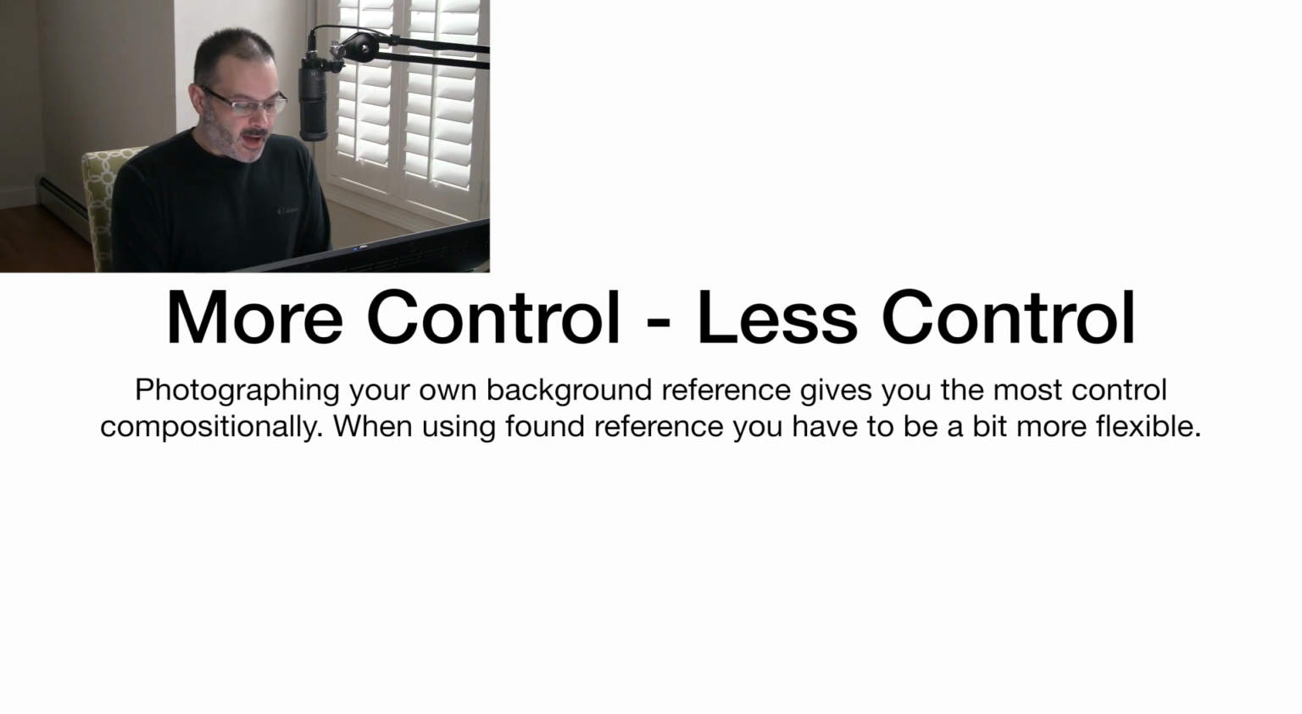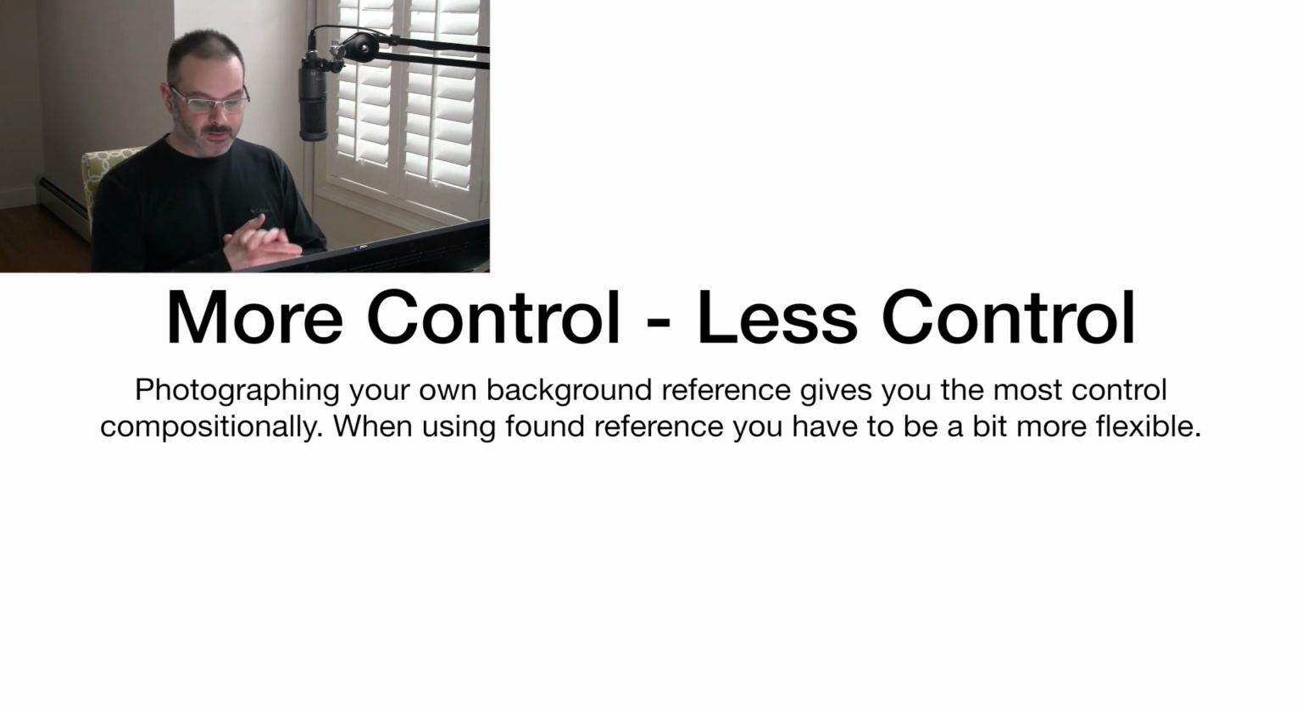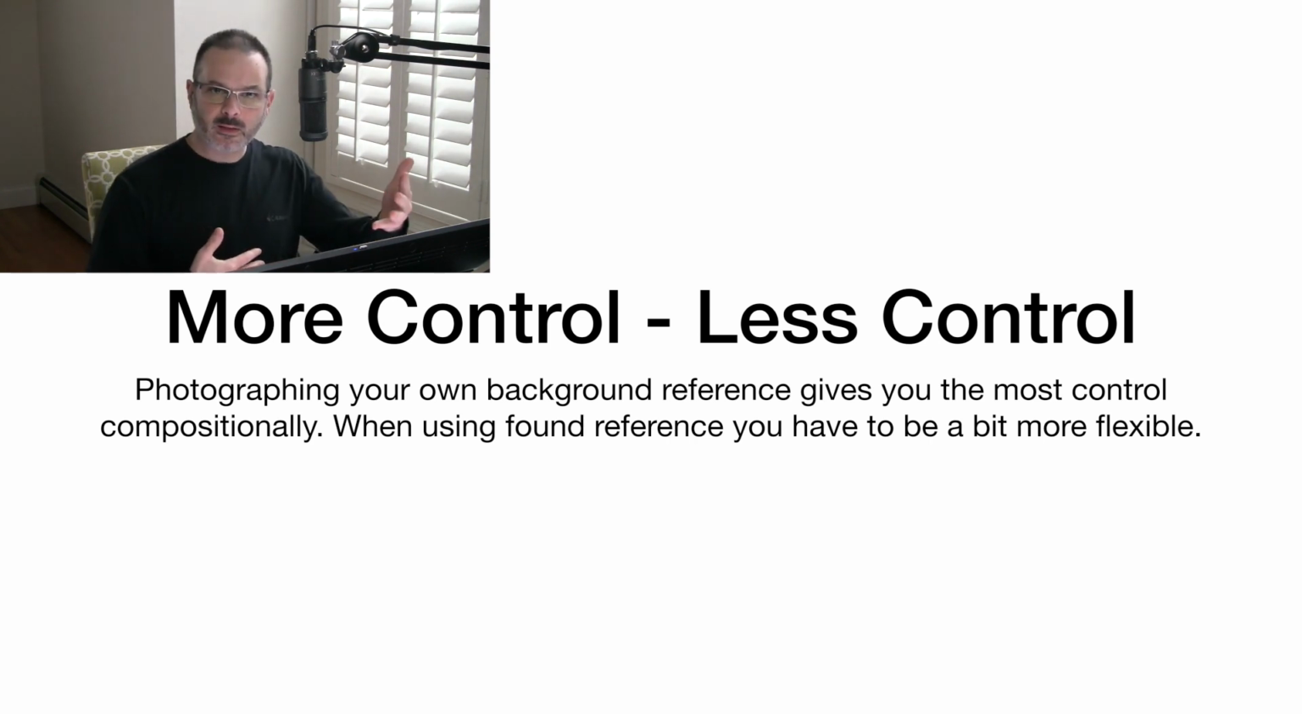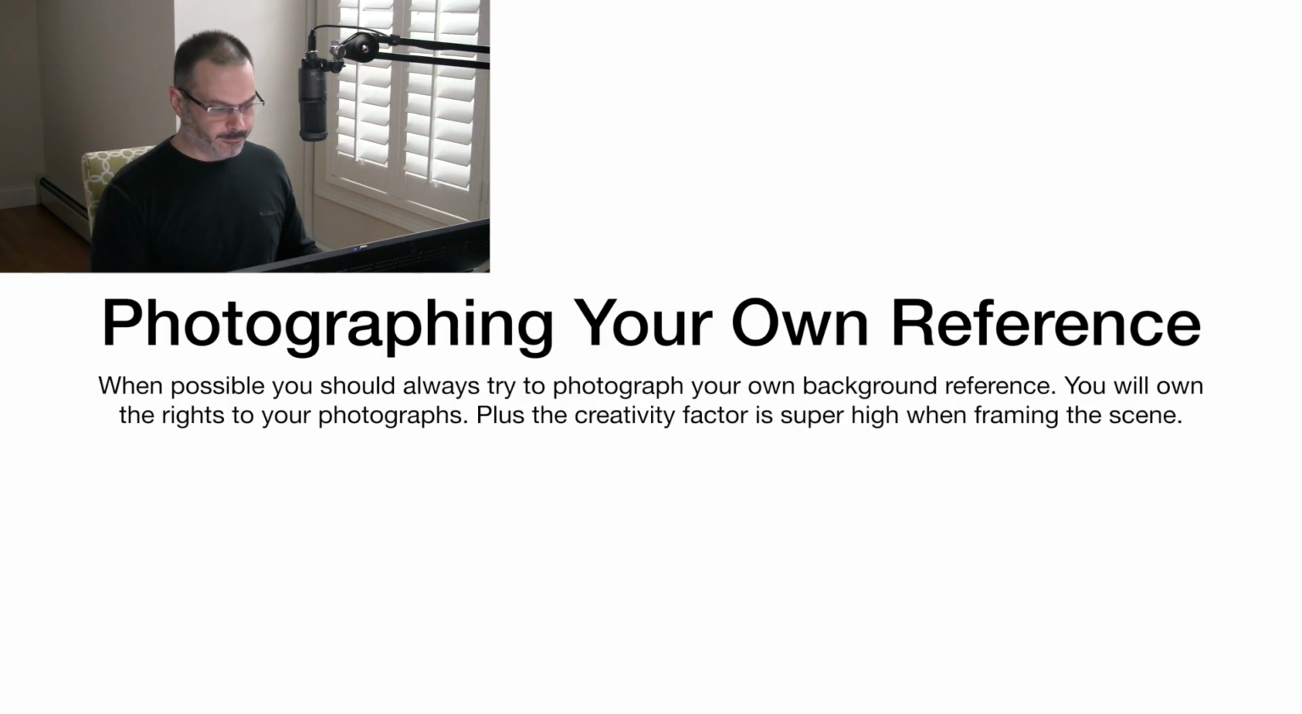Now, you have more control or less control depending on how you're going to acquire your background reference. Photographing your own background reference ultimately gives you the most control. Using found reference is good too, where you're going to maybe find some reference from a book or online, but maybe the image is not going to be perfect, so you need to be flexible. Photographing your own reference is really the best way to go about finding your own background reference.